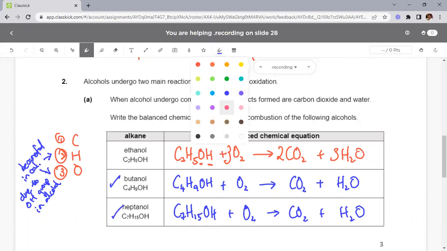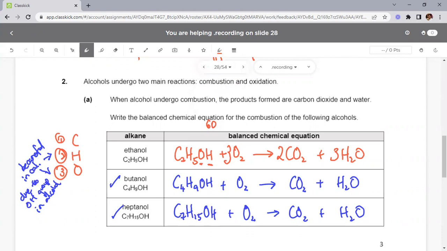I'm going to use red to show you the balancing. Let's look at butanol first: C4H9OH plus O2 gives CO2 and H2O. Let's balance the carbon first. C4, so I need 4 carbon here. Down here, I have 10 hydrogen, so I need 5H2O. Total on the right-hand side, I have 8 plus 5, so 13 oxygen. Minus 1 because of the oxygen from the OH group, so I'm left with 12. So I need to put a 6 over here. So this is the balanced chemical equation for my butanol.